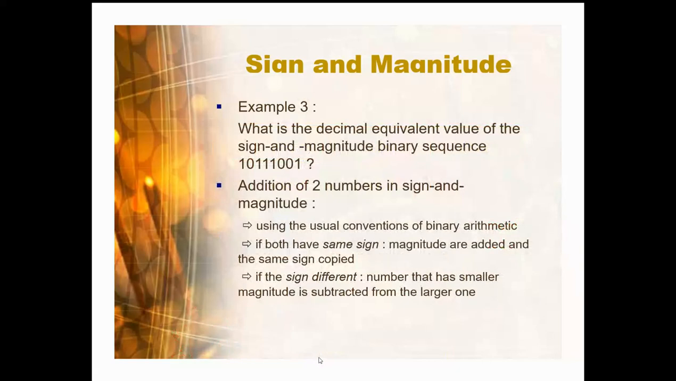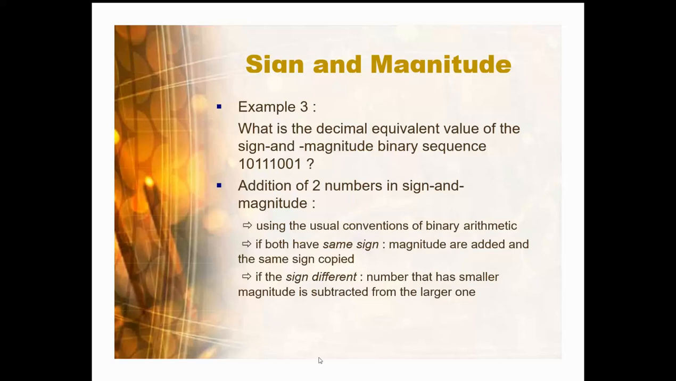So this is this example of decimal equivalent of segmented binary sequence of 100010 1011111001. So the addition of number in the sign and method use a user convention of binary. Both have the same sign. The magnitude are being added and the same sign copied. If the sign is different, then the number has smaller magnitude is subtracted from the larger one.